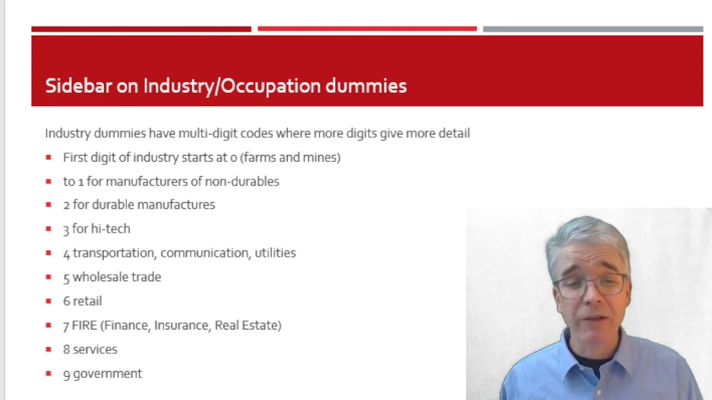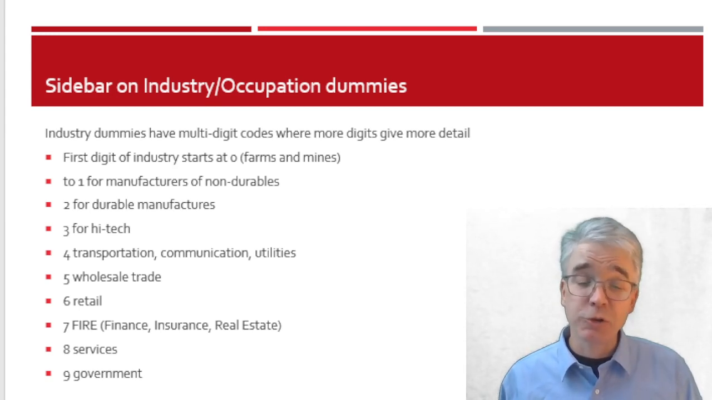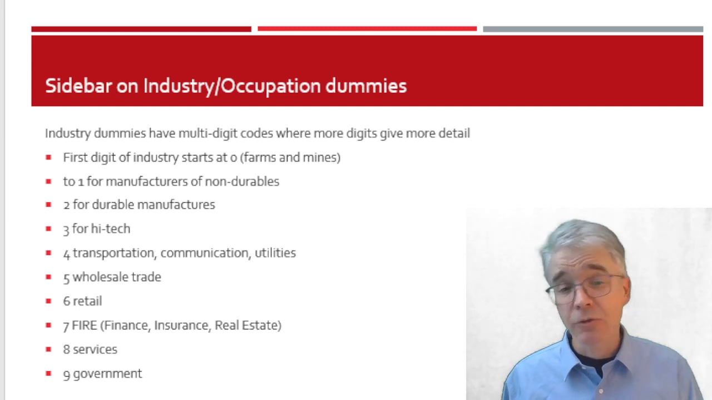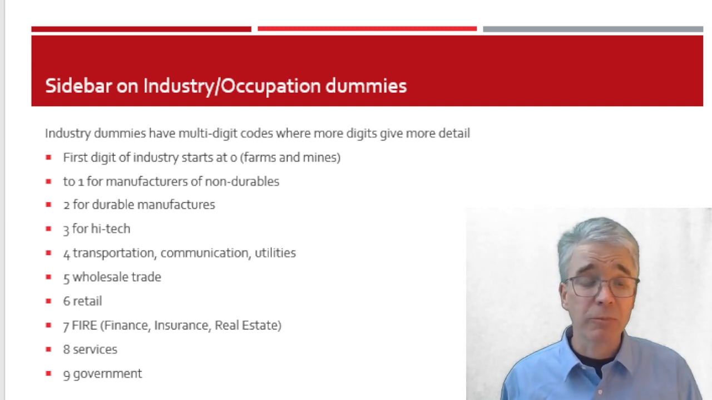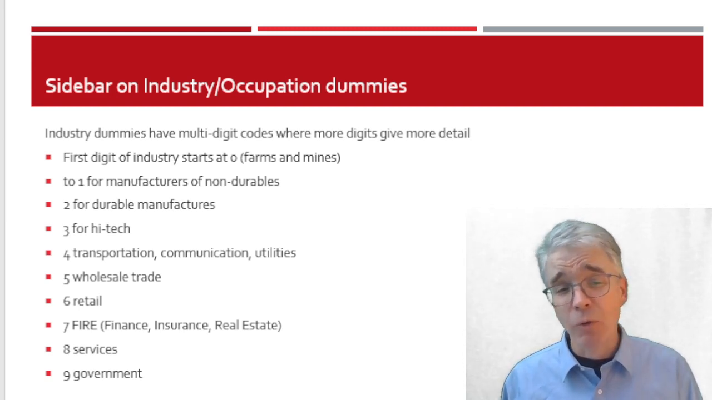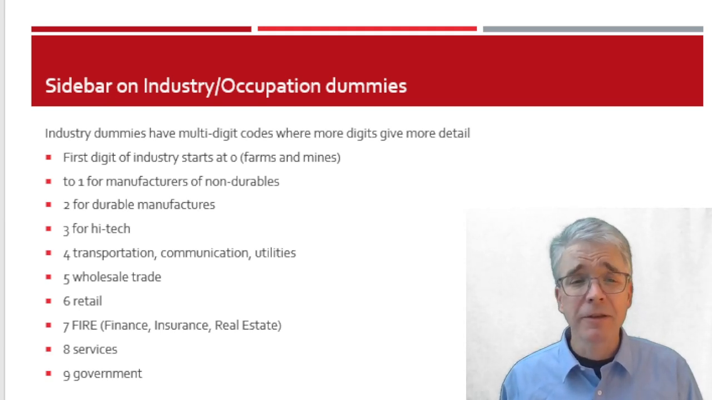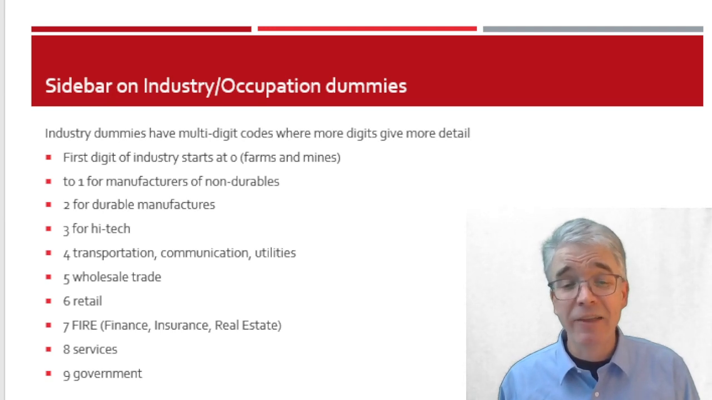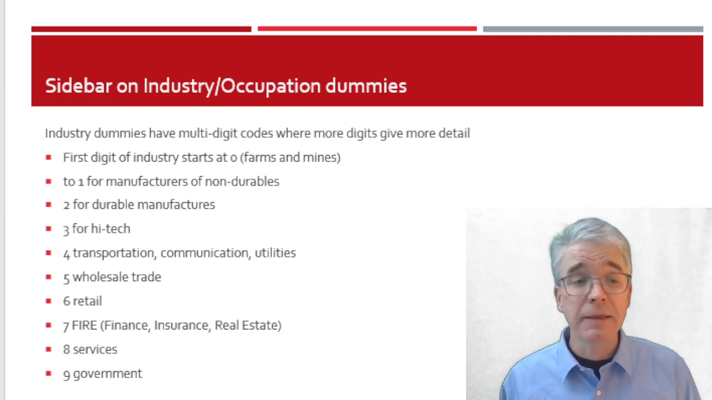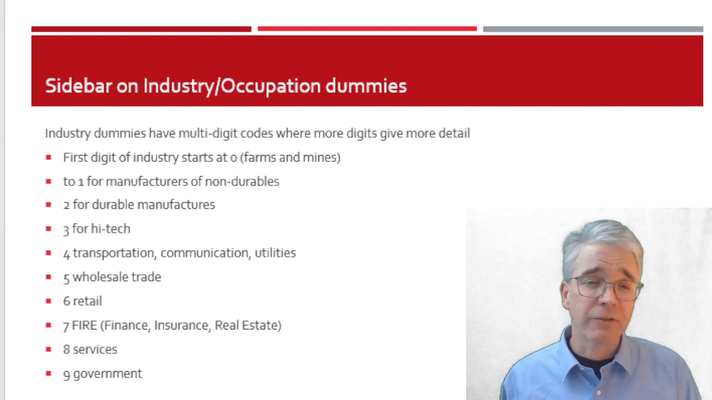1 is manufacturers of non-durables. 2 is durable manufacturers. 3 is high-tech. 4 is transportation. 5, wholesale. 6, retail. 7, fire. That's finance, insurance, real estate. 8, services. 9, government. So if you have a 2-digit code, then the second digit adds more detail to the first level. Then 3 digits and 4 digits and 5 digits and so on.